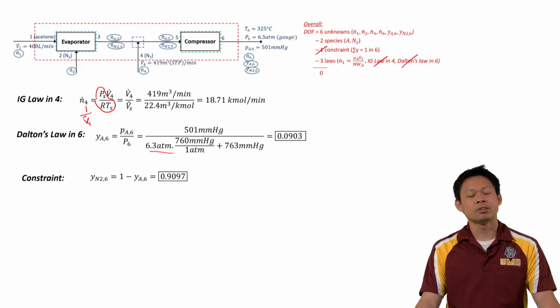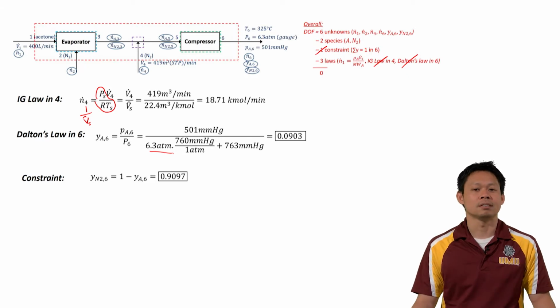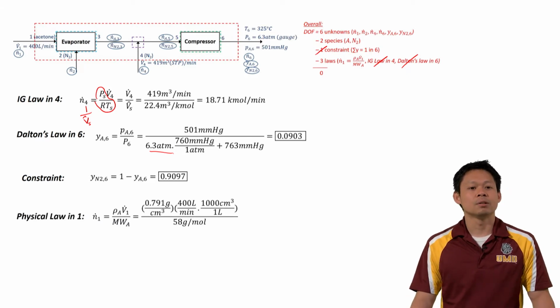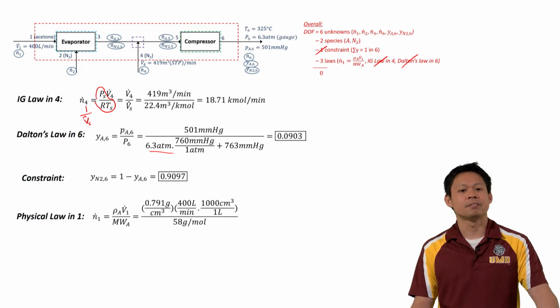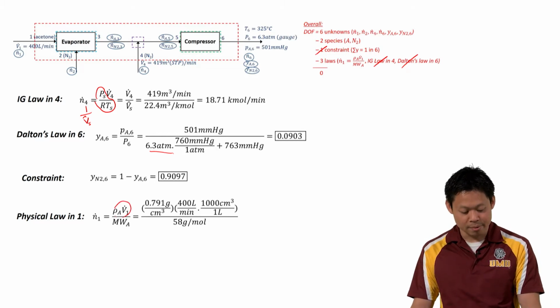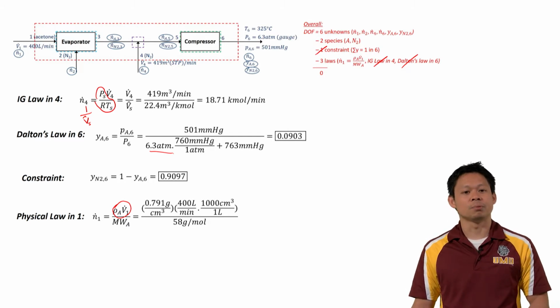We're going to solve for our remaining 3 unknowns using the last law for stream 1 and then our 2 species balances. Here's the physical law in 1. We're just going to convert from volume to moles by first converting to mass. So we're going to convert to mass by multiplying it by the density. And then we're going to divide by molecular weight to get our number of moles.